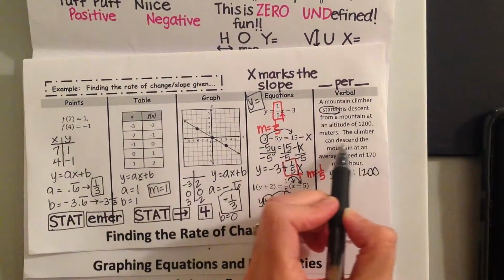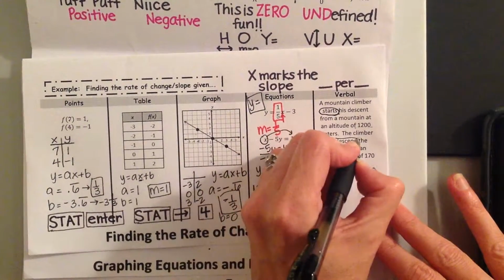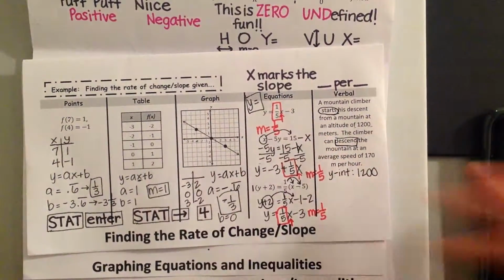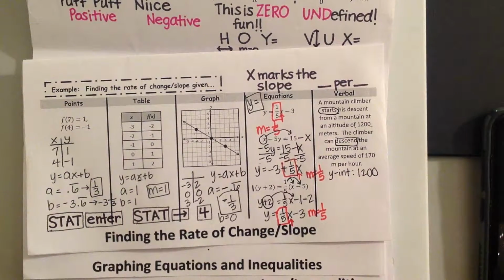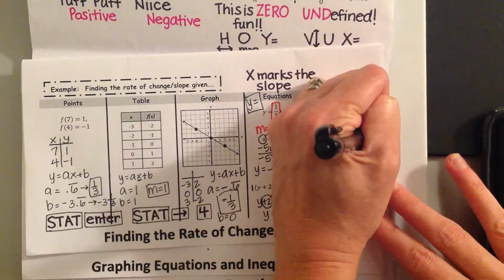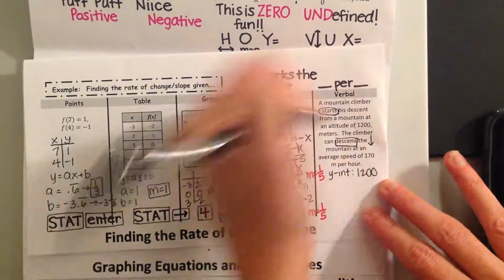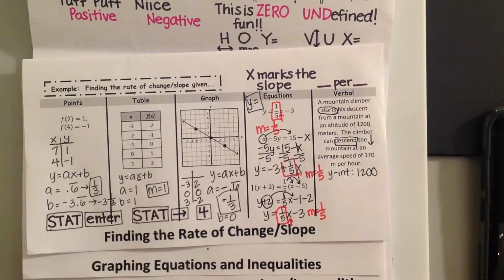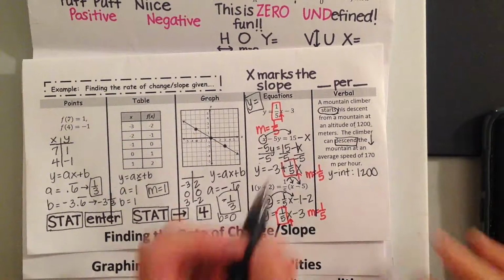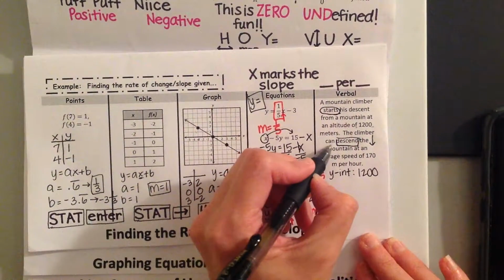And the climber can descend. If you are descending, what direction are you going? Down and descend both start with D. So this is telling me that he is going down the mountain. So if he's climbing down the mountain, is that mountain slanting up like the puff, puff, positive, or down like the nice negative? And hopefully you said it slants down like the nice negative line.